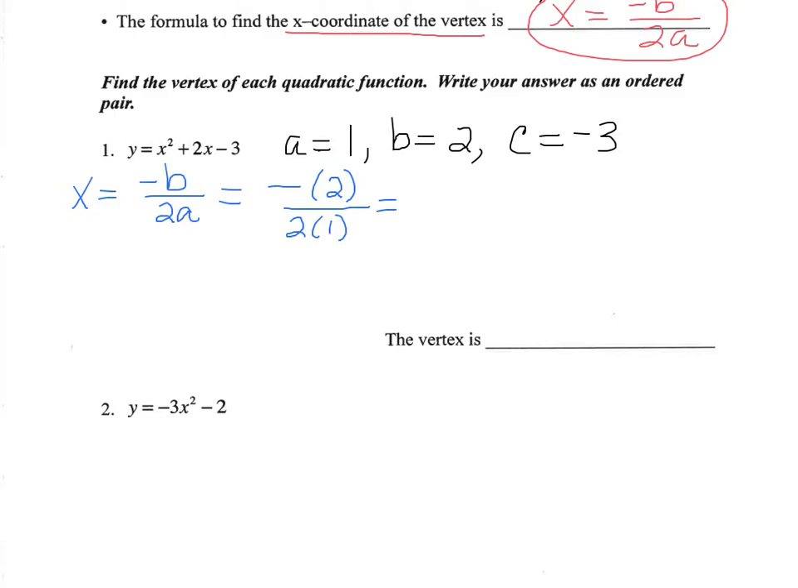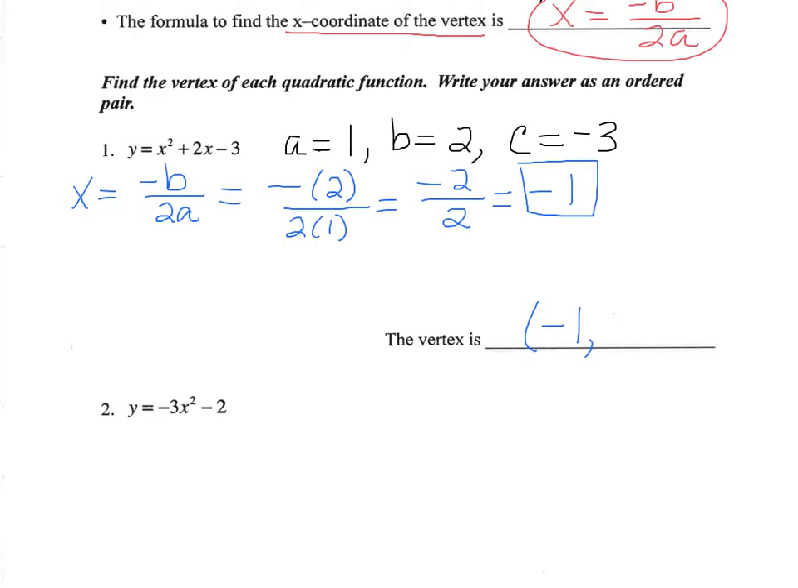The top of my fraction is negative 2. The bottom of my fraction is positive 2. And if I take a negative 2 divided by a positive 2, my answer is negative 1. So the x-coordinate of the vertex is negative 1. And I'm really ready to start to write my vertex. My vertex is negative 1 comma something. The next step is to figure out what that something is.